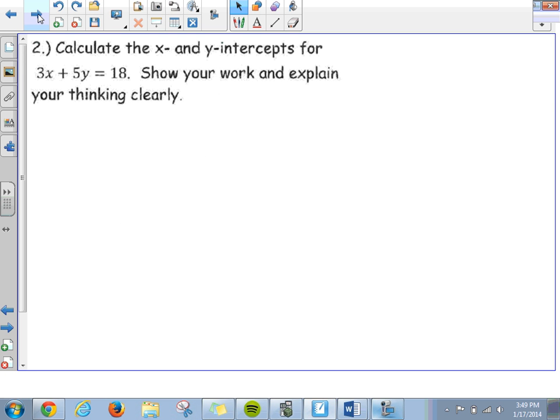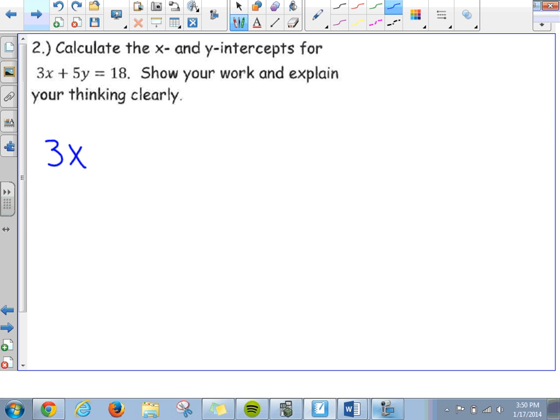Moving on, they asked us to calculate the x and y intercepts for 3x plus 5y equals 18. It says to show your work and explain your thinking clearly. So I see this and I see that we have x to the first power. So really what we have is a linear function. It's just written a little bit differently than the way we like to see it.